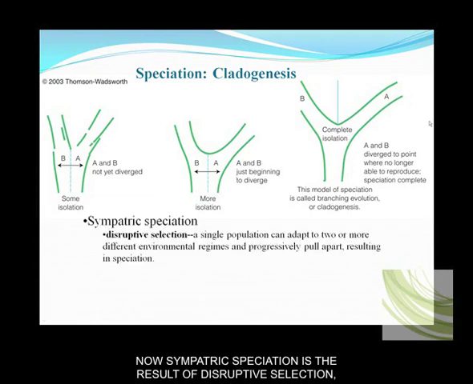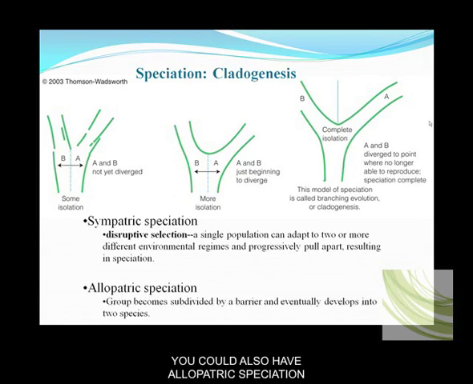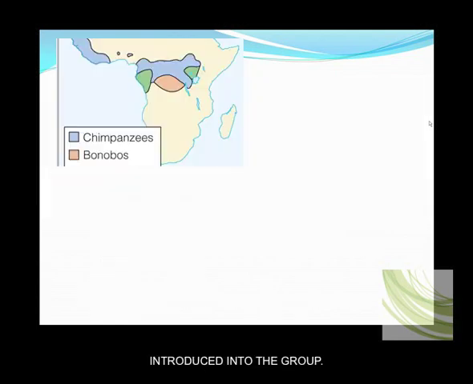Now, sympatric speciation is the result of disruptive selection. So where you have a single population adapting to two or more different environmental regimes, and they progressively pull apart, resulting in speciation. You can also have allopatric speciation, where the group becomes subdivided by a barrier and eventually develops into two species. So there's sort of this artificial reproductive isolation introduced into the group.